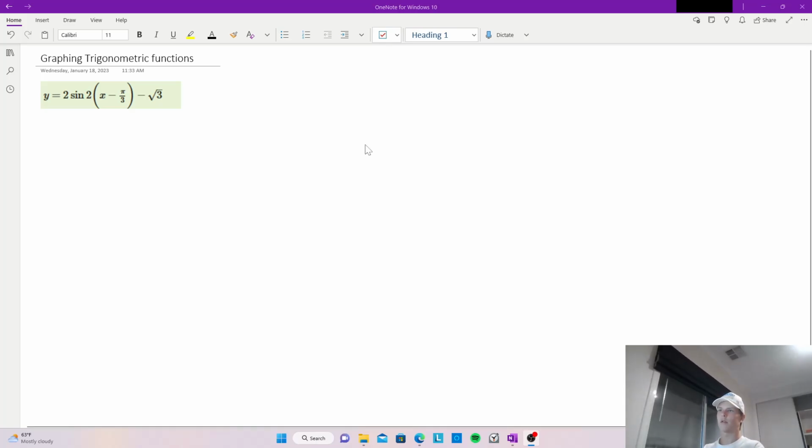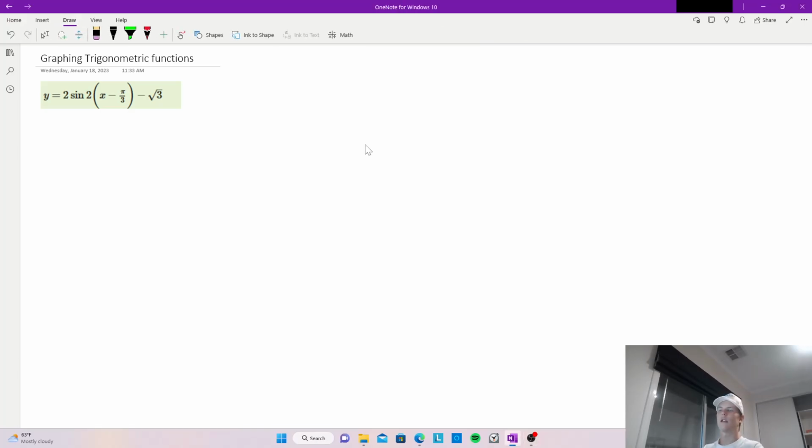Alright, back with another quick one. This is going to be graphing trigonometric functions. But you can see the question that we got here has got a fair few transformations. So that's where it's going to get interesting.